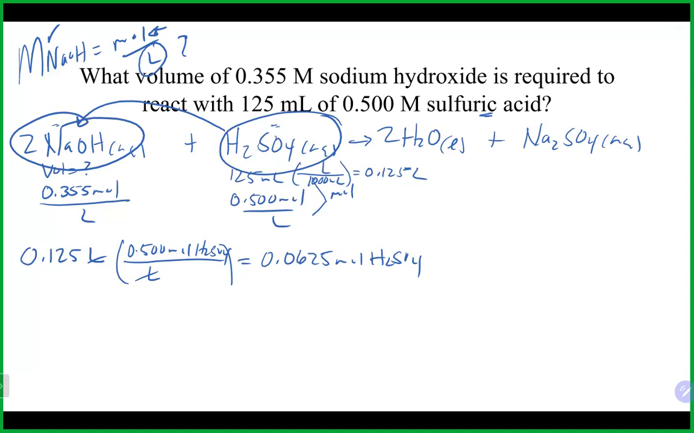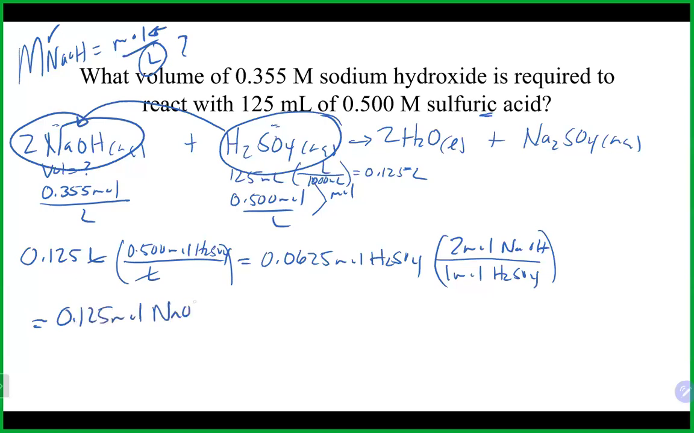So that's kind of important. In this case, we're going to do our 1 mole of H2SO4 to 2 moles of sodium hydroxide. That will then get us 0.125 moles of sodium hydroxide. At this point, we now have what we need to figure out the volume.